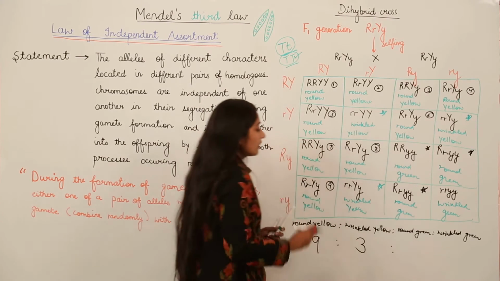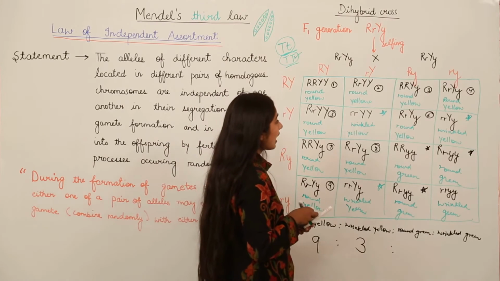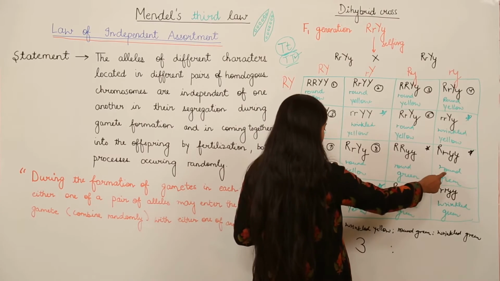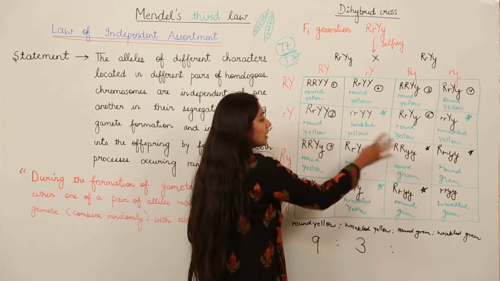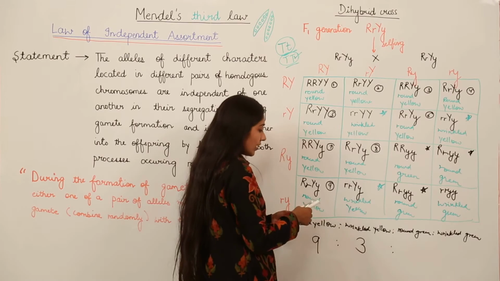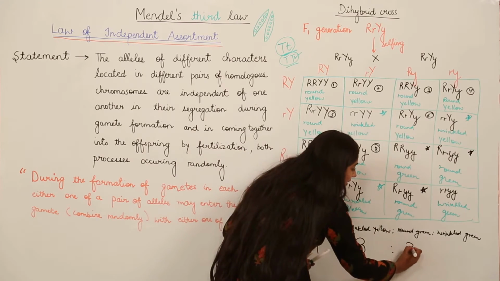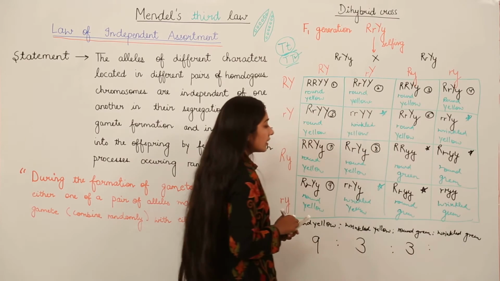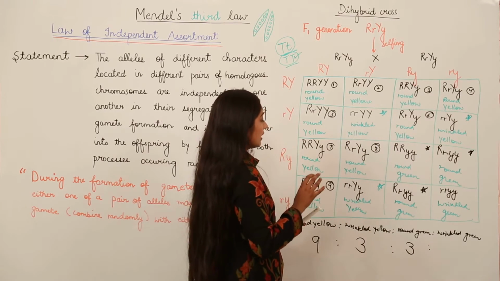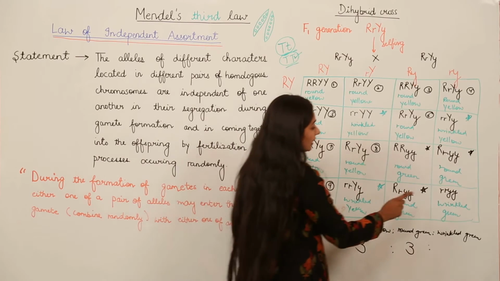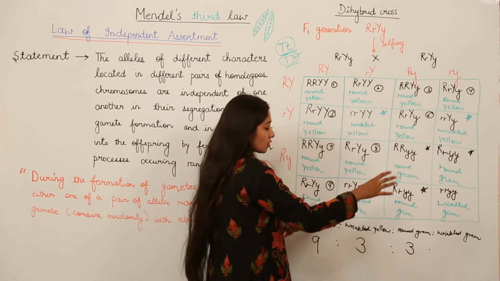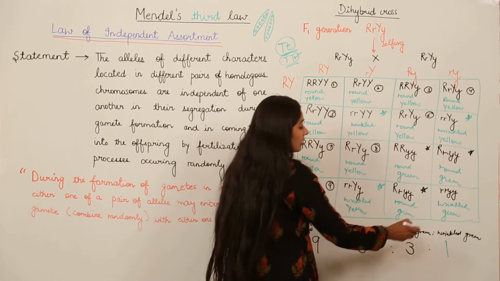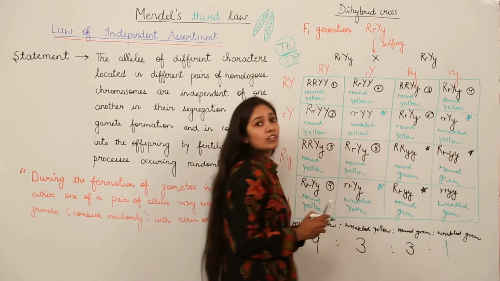Next we move on to round green. So here we have round green 1, 2 and 3. So 3 plants out of 16 are going to have round seeds with green cotyledons. Next we move on to wrinkled green. When we talk about wrinkled green, we only have one combination over here at the last, 16th square. So we have only one plant out of 16 that has wrinkled seeds with green cotyledons.